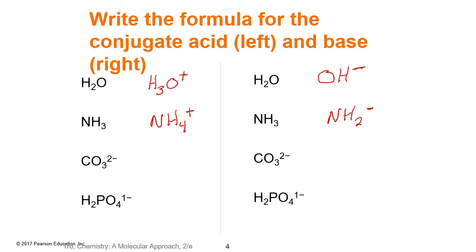CO3 2 minus, so this is carbonate. Carbonate can gain a hydrogen, and we would increase the charge by 1, so this is hydrogen carbonate, also sometimes known as bicarbonate. If we look on the right side, we have to remove a hydrogen, but that is not possible because there is no hydrogen, so it cannot be an acid. Okay. Cannot have a conjugate base.